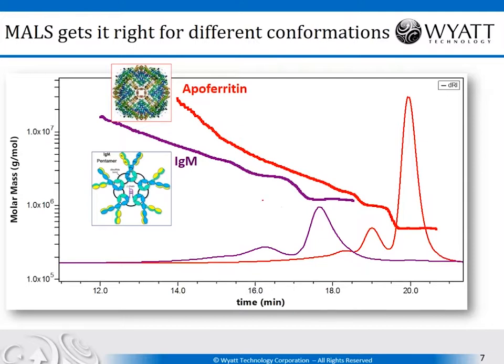The IgM is similar, with distinct peaks which are uniform, indicating homogeneity across each peak. But you'll notice that the dimer peak of the apoferritin and the monomer peak of the IgM elute at very different times, even though they actually have very similar molecular weights. And that is because of their different conformations. Again, standard elution analysis and column calibration would give you erroneous results, but the light scattering gives you correct results, and you can be confident in your analysis.